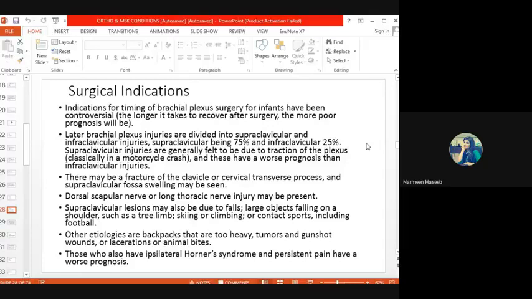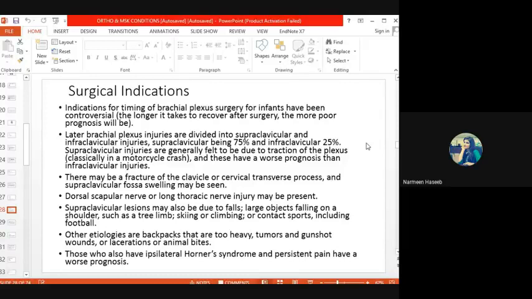Basically, the supraclavicular injuries are the ones which occur the most, at 75%, with infraclavicular being 25% of the injuries. Supraclavicular injuries are generally felt to be due to the traction of the plexus. So, if it's a supraclavicular injury, it will be because of the traction of the plexus, and these have a worse prognosis than the infraclavicular injuries. There may be a fracture of the clavicle or cervical transverse processes, and supraclavicular fossa swelling may be seen. Dorsoscapular nerve or long thoracic nerve injury may also be present.